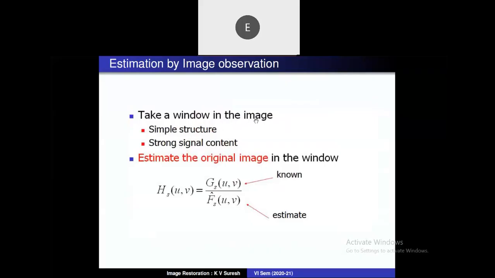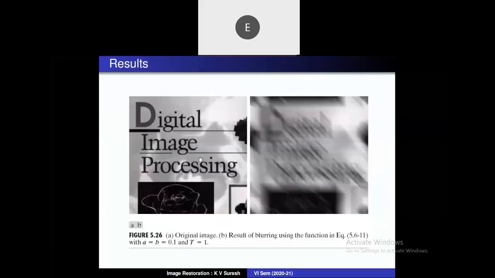So take a window in the image, but you cannot take it in a smooth region. For example, if you carefully observe, in this case, this is a smooth region in the original image. By just taking a window here, I don't get anything, because when a smooth region is blurred, what will you get? I have explained this several times.